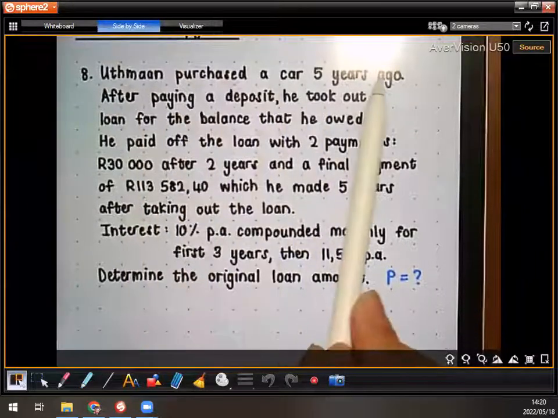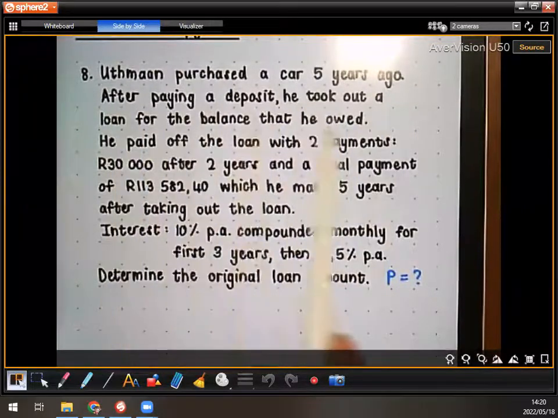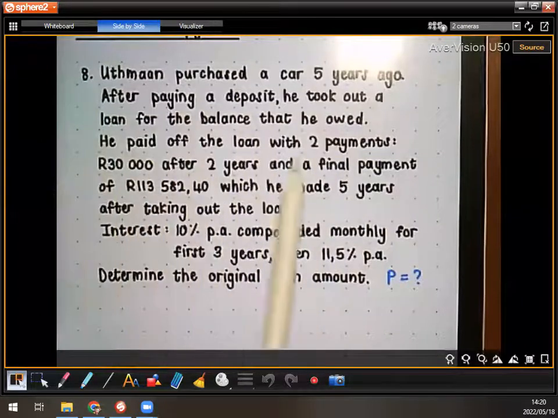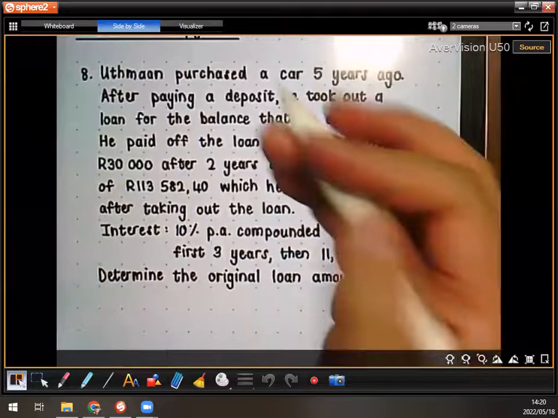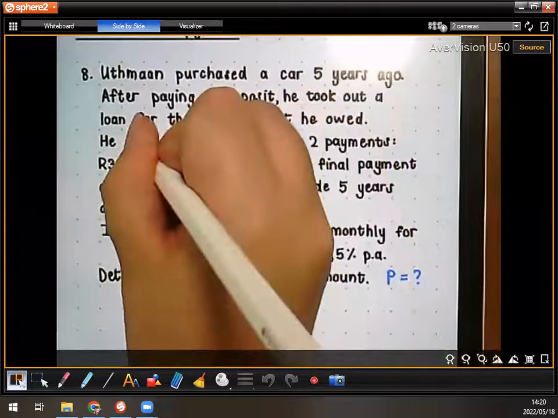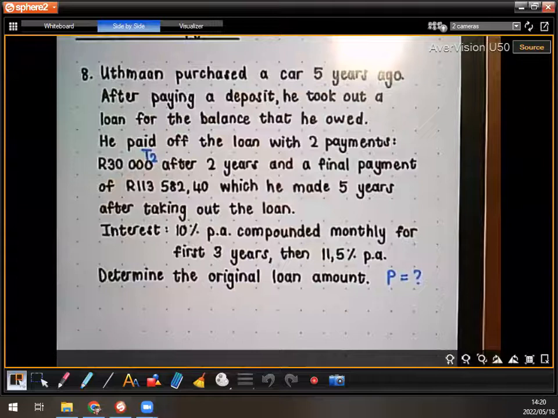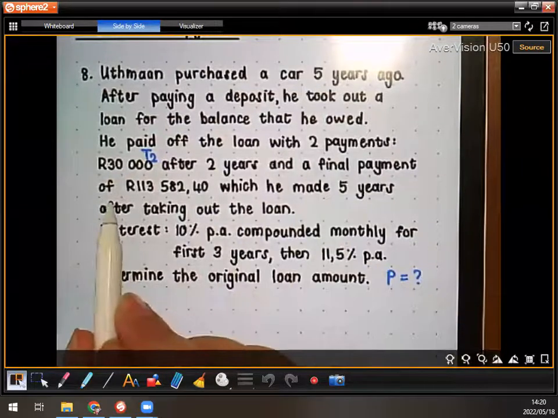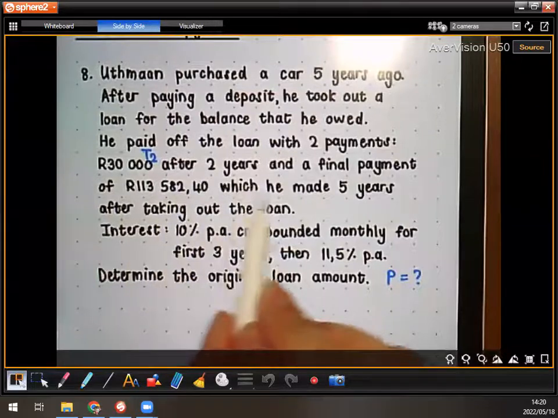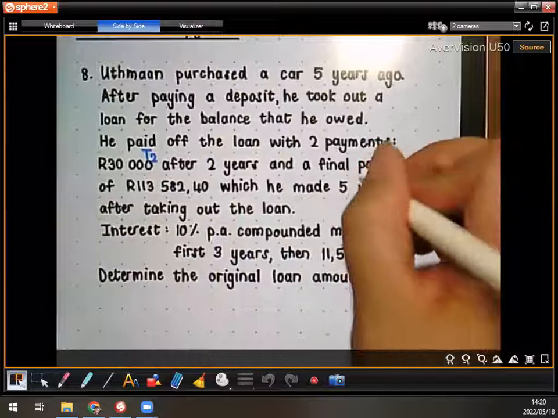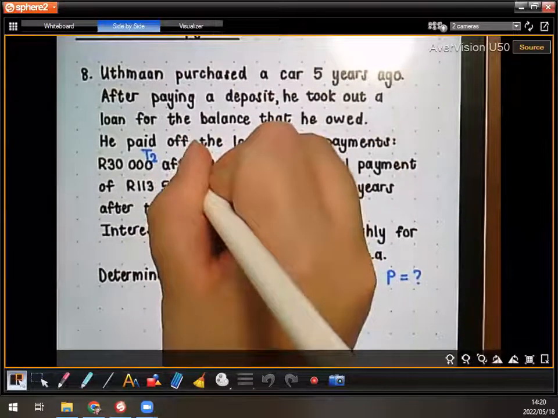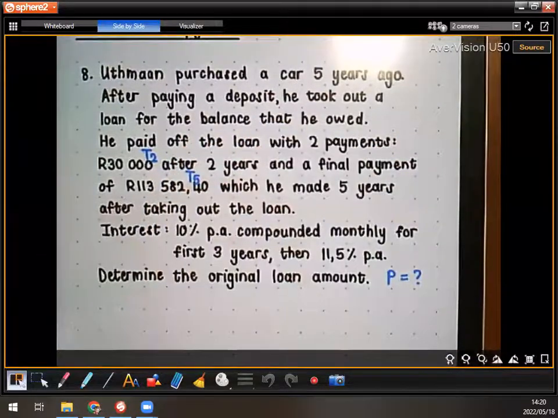We purchased a car 5 years ago after paying a deposit. He took out a loan, blah, blah, blah. He paid off the loan with 2 payments, 30,000 Rand after 2 years. That's going to be T2. His final payment of 113,000 and some more, which he made 5 years after taking out the loan. So at T5, he's going to make that second final payment, as they call it.